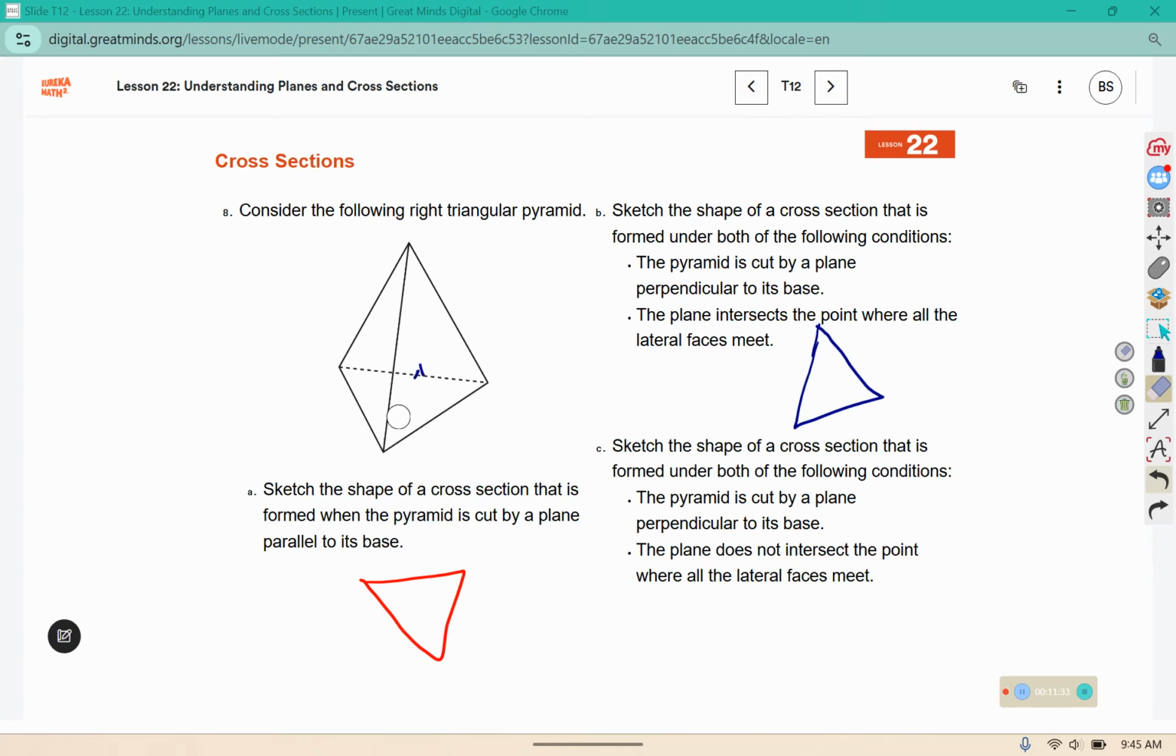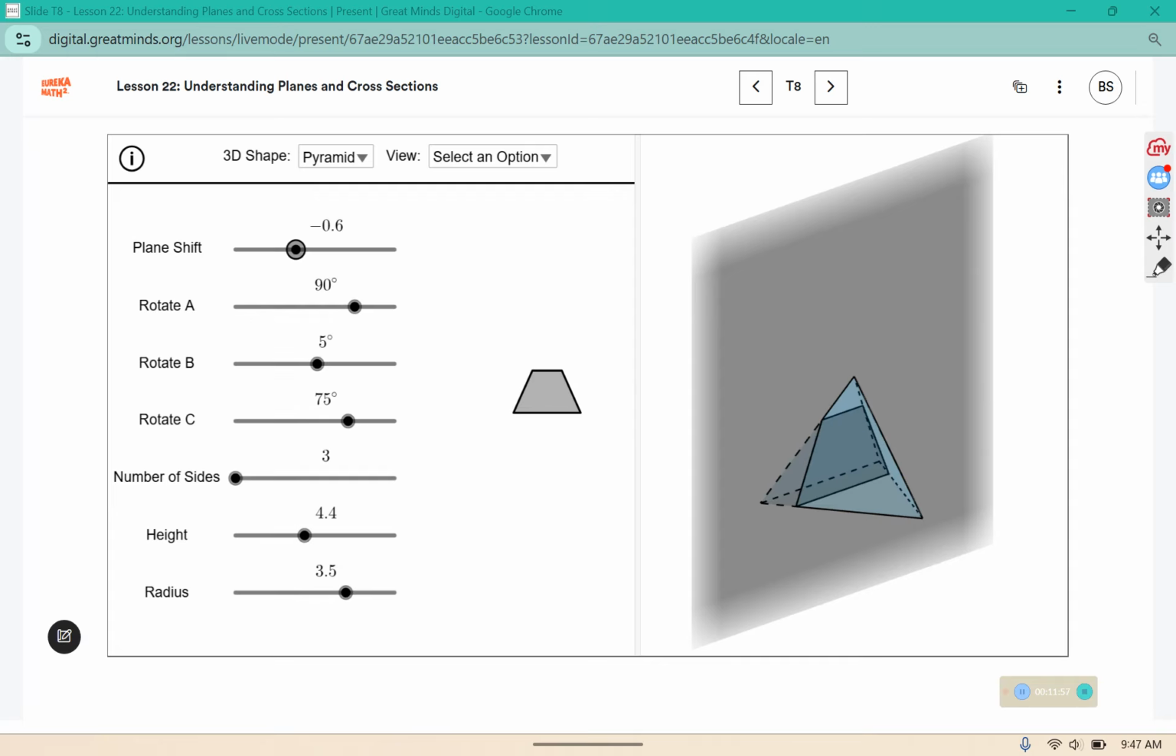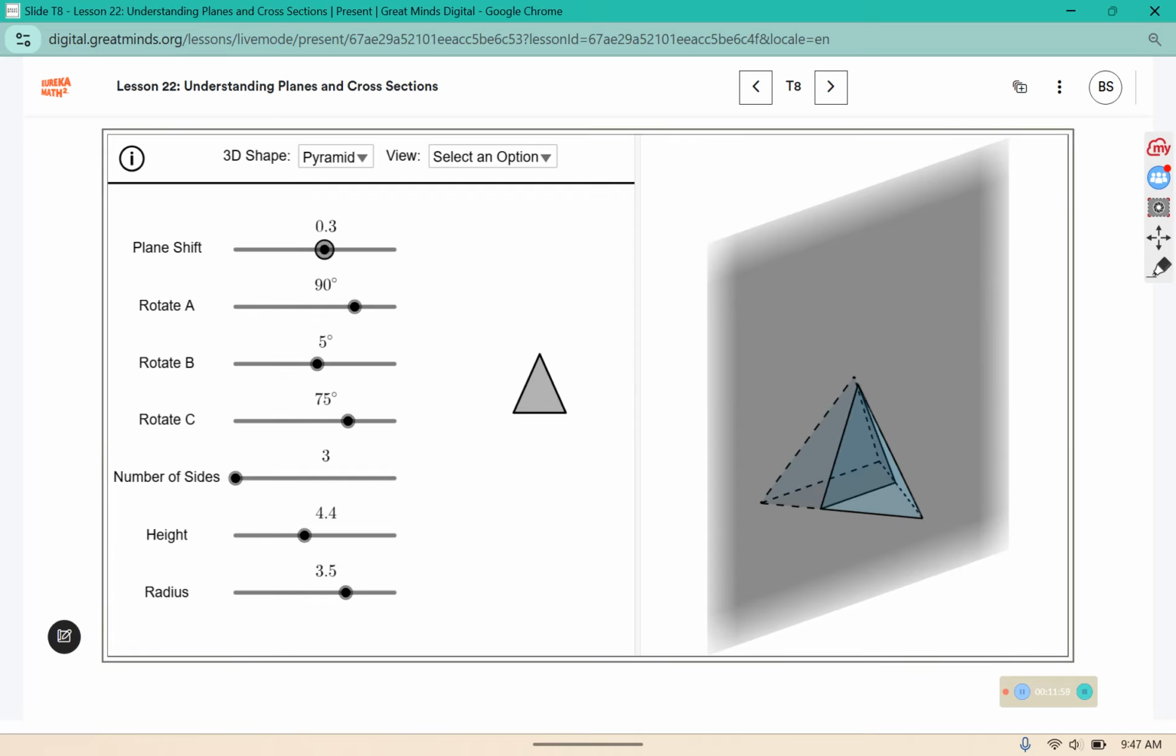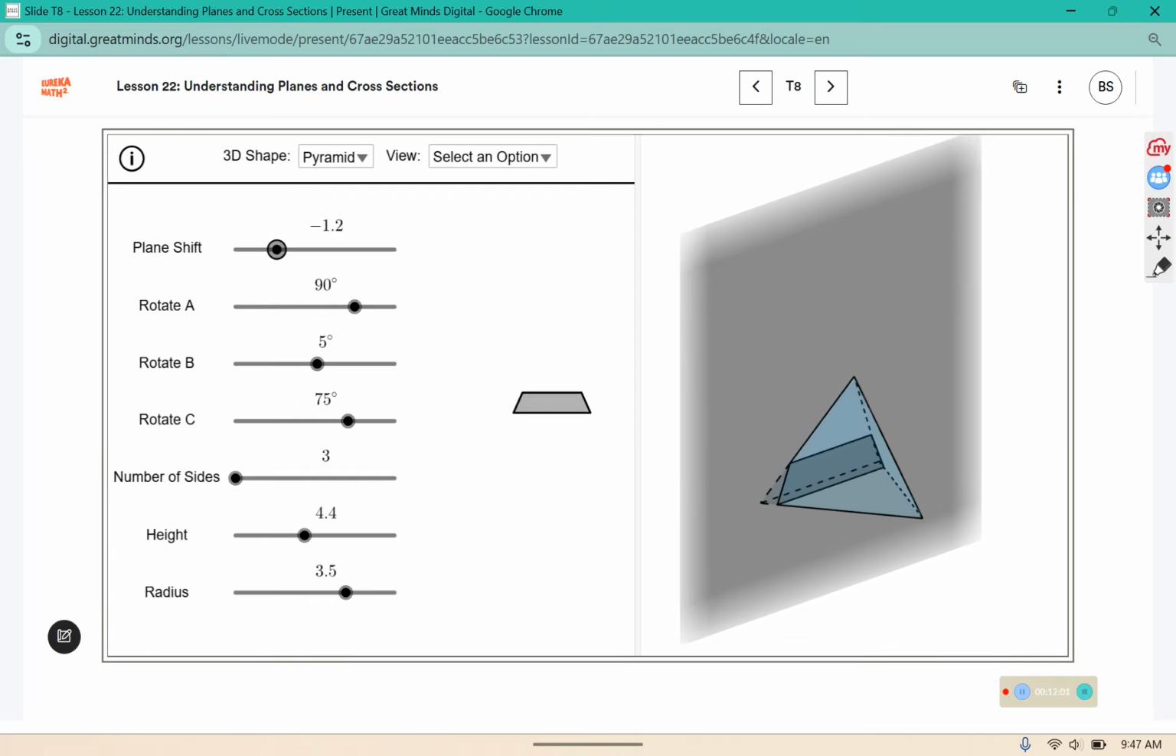C says, sketch the shape of a cross section that is formed using these conditions. The pyramid is cut by a plane perpendicular to the base. The plane does not intersect the point where all the lateral faces meet. So this is not through the middle. So you can see here, when it goes through the point where they meet, it creates a triangle. But towards the other end, it creates a trapezoid.